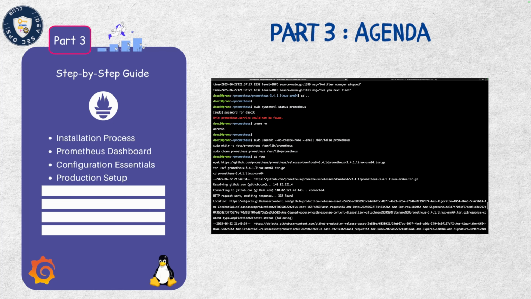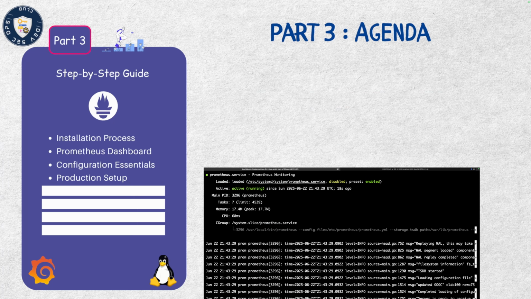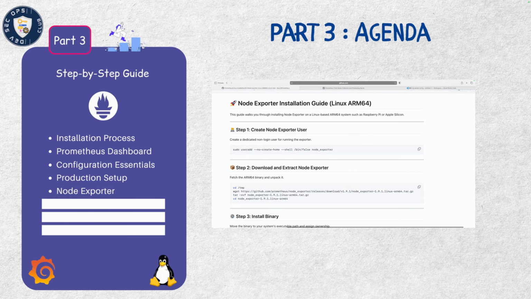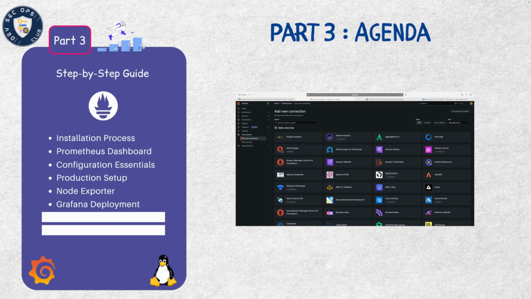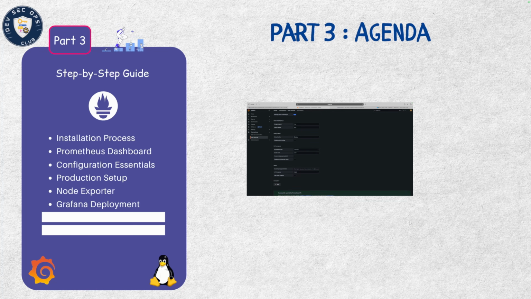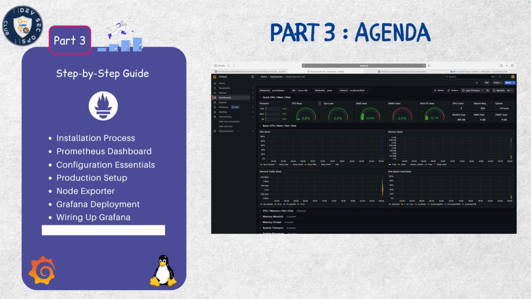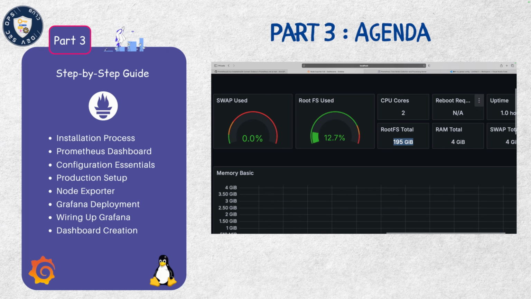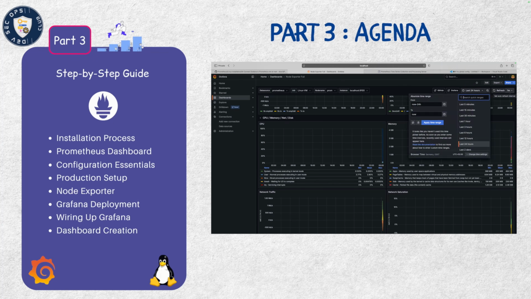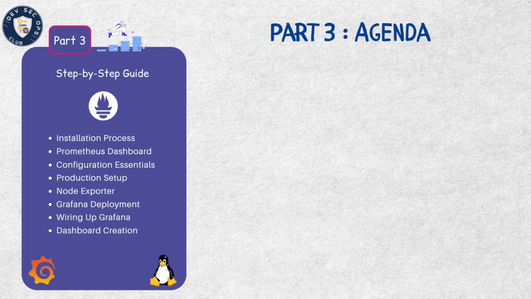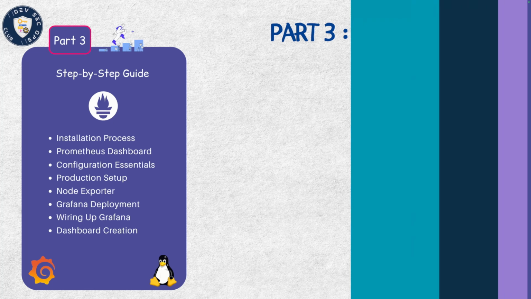Once that's in place, we will level up the setup to make it production ready. After that, we will install and configure Node Exporter. Then we will deploy Grafana and connect it with Prometheus. Finally, we will conclude the session by creating a dashboard in Grafana that we can visualize and act on in real time. Let's dive right in with our first topic, the installation process.